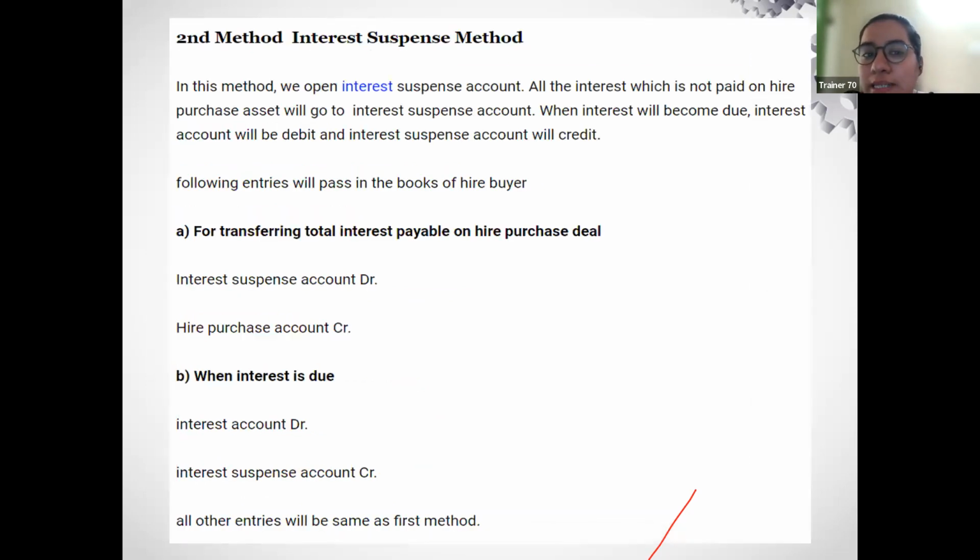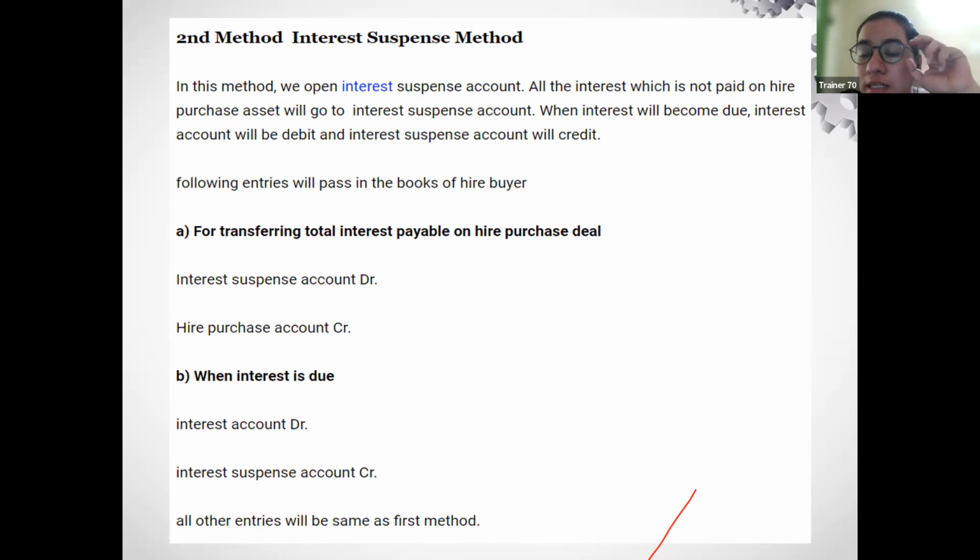Second method is known as interest suspense account. Now there will be two additional journal entries which you have to pass under this method. It will be clearly mentioned in your problem at the end which method of hire purchase is being followed in the books, or using which method you have to pass the journal entries. They will specify the name of the method. In this method, you have to pass two additional journal entries, which you can see over here right now on the screen.